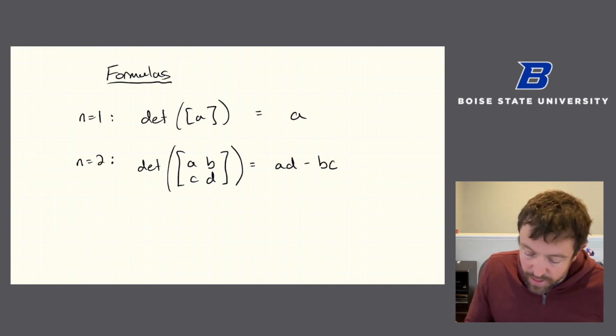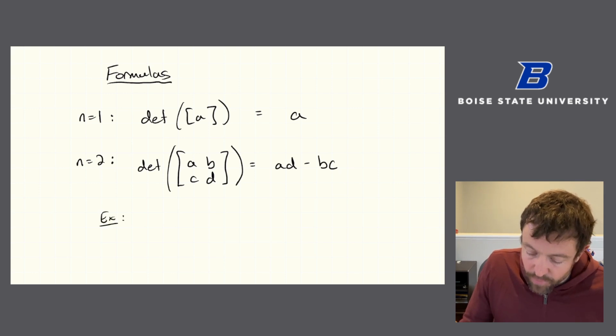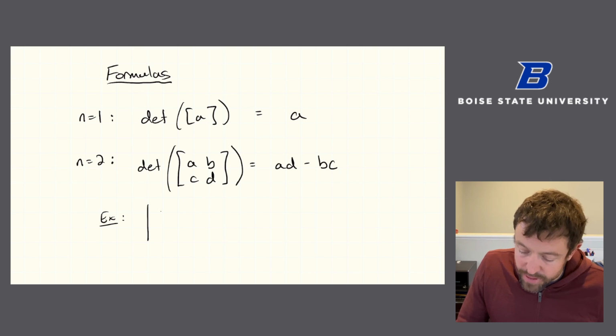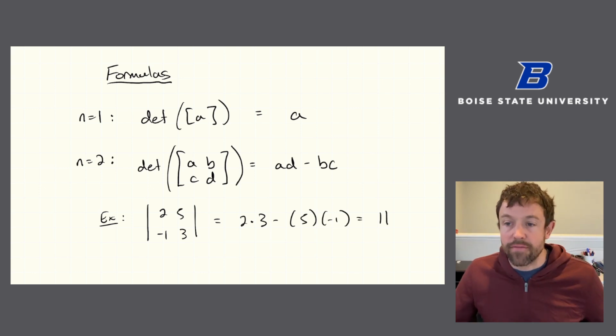And so we can quickly apply, I'm not going to do an example for n equals 1, but we could quickly apply this. If we wanted the determinant of 2, 5, negative 1, 3, this is 2 times 3 minus 5 times negative 1, and our determinant is 11.